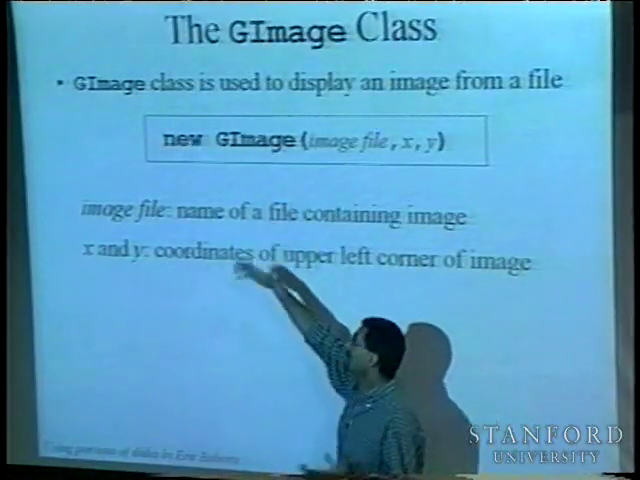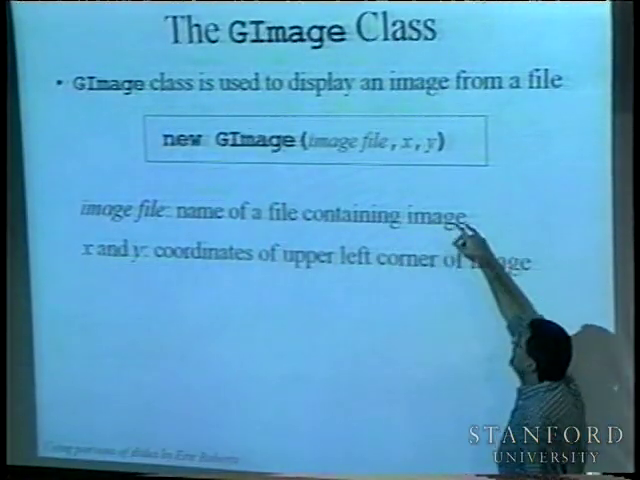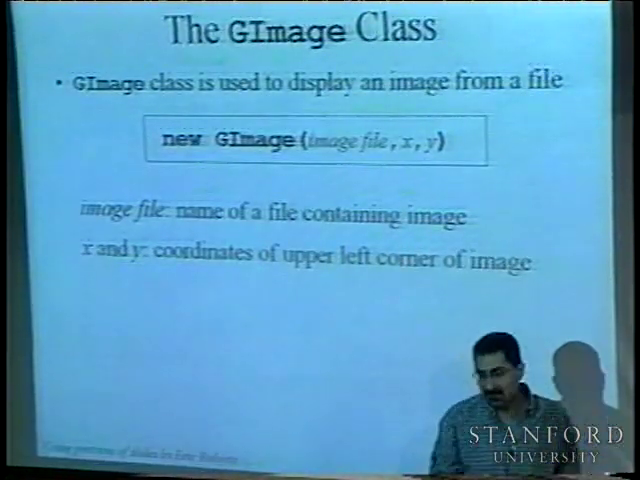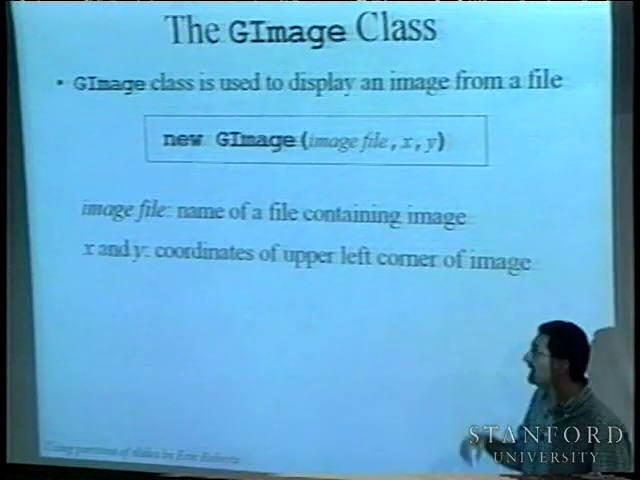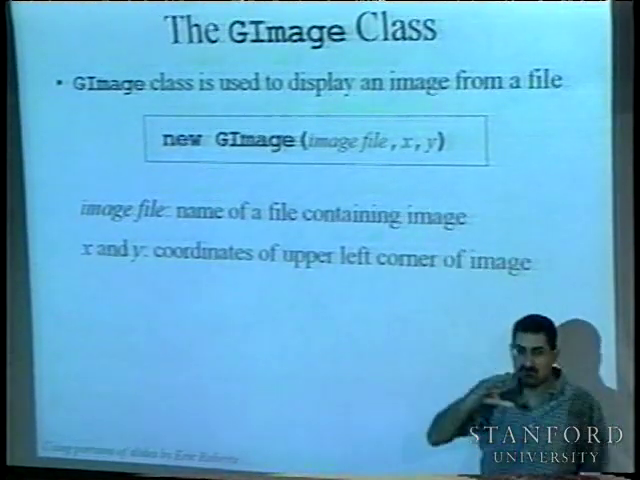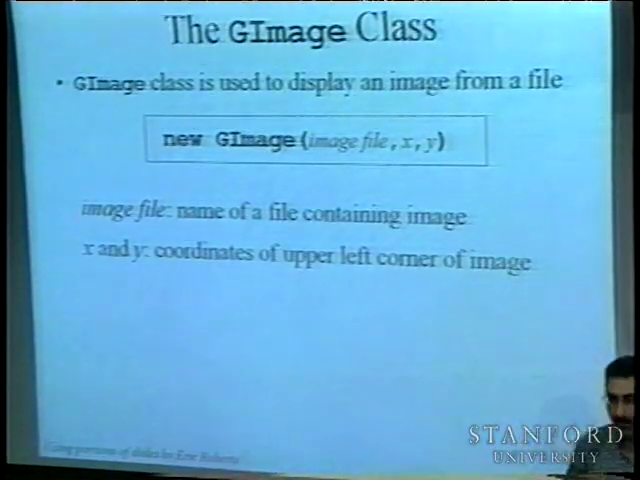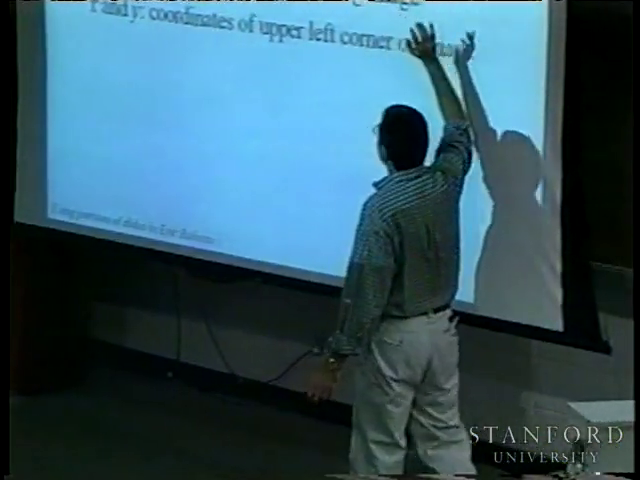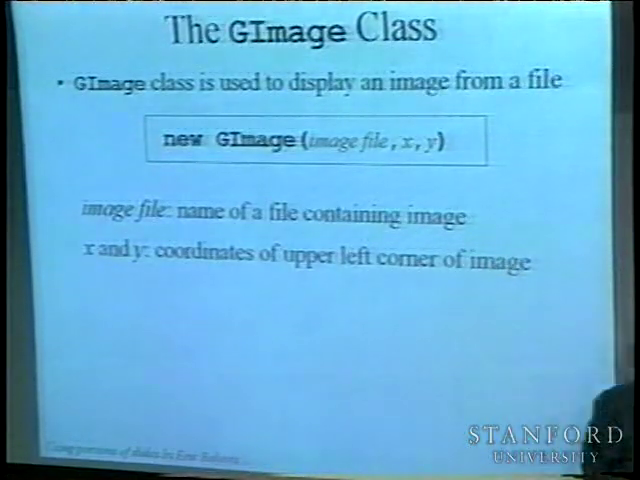You can create an object of type GImage by saying new GImage. You give it the name of the file, okay? That's the full file name, with a dot and whatever ending it has. And then the XY location for where you want to display that image. The XY is the upper left-hand corner of the image. So the image file is the name of the file containing the image, and X and Y, as I just mentioned, are those coordinates.